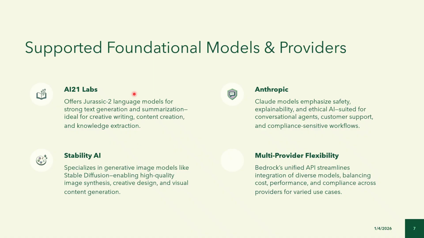So let's go through what the supported foundation models and providers are. First, AI21 Labs. It offers Jurassic-2 language models for strong text generation and summarization, ideal for creative writing, content creation, and knowledge extraction.